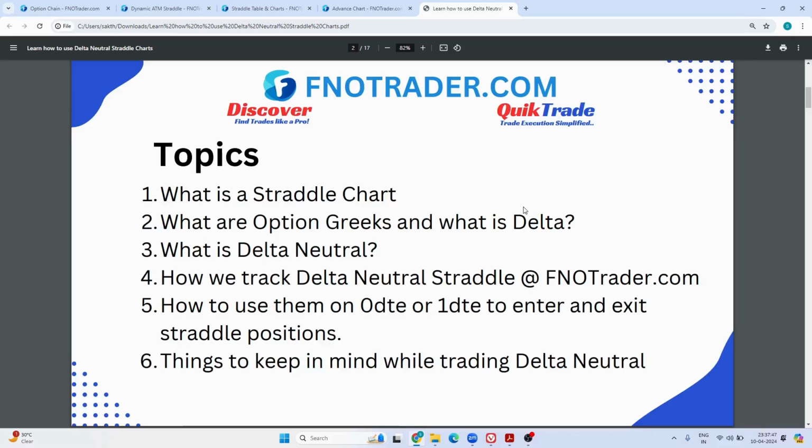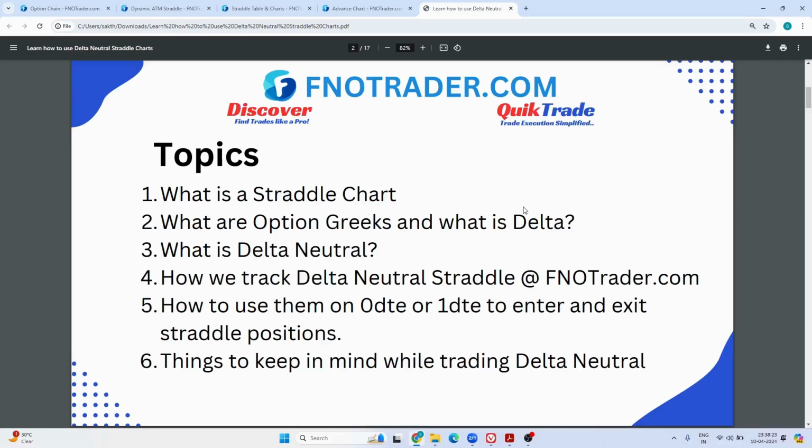Then, in fnotrader.com, how do we track these delta neutral straddle charts? Then we will see how to use these charts to trade on the expiry day, or maybe one day before the expiry day. We call that either 0 DTE or 1 DTE. There is a reason why we don't actually trade beyond 1 DTE, and we'll cover that too. Then the most important thing: what we should be aware of while trading delta neutral straddles.